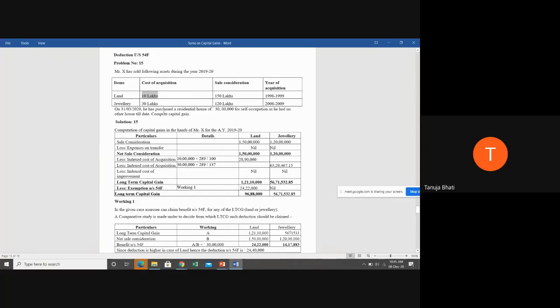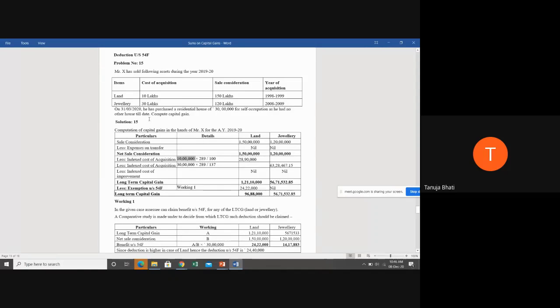But in the problem, they have not given the fair market value. So we consider fair market value as 0. As on 2001, no information is given. So 10 lakhs or 0, whichever is higher. 10 lakh, ma'am. So we have taken 10 lakhs. If suppose the information was given that the fair market value as on 2001 is 12 lakhs, then you would take 12 lakhs.